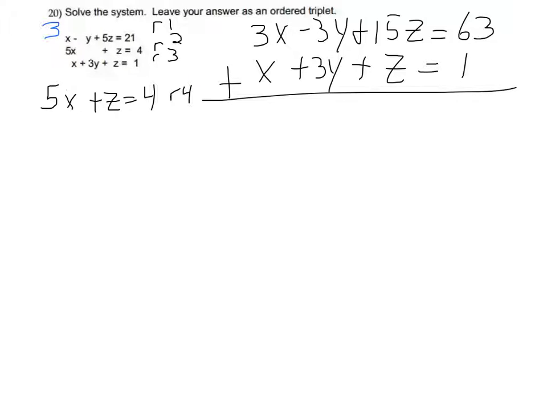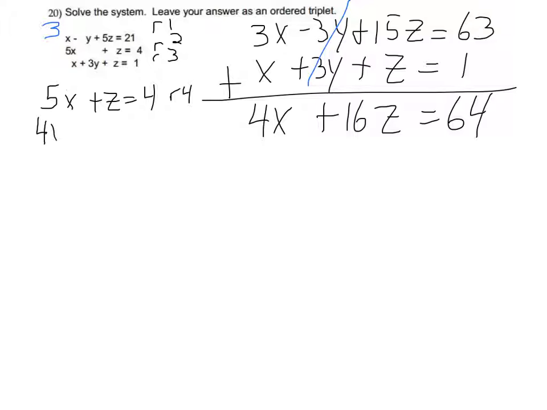If I add these up, I get this special thing happening. The y's cancel, and we get 4x plus 16z equals 64. Some of you might notice that you could reduce this by 4. Most of you won't notice that during the final, so to prepare you, I will do what I think most of you will do, which is leave it like this. That is another equation of the same form that we had. This would be like the row 5.